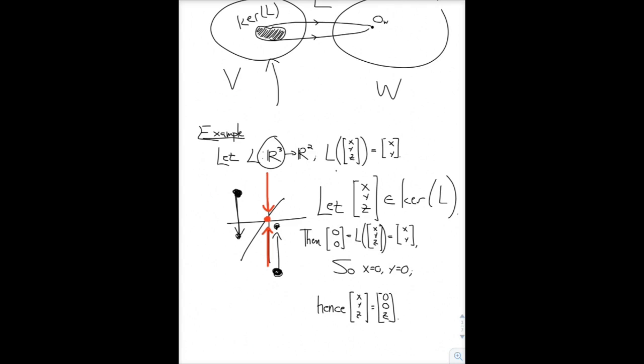Then equating this vector and this vector, we see that the x-coordinate must be 0 and the y-coordinate must be 0. That's that condition. And therefore the vector up here, which we assumed was in the kernel, must be of the following form: (x, y, z) equals (0, 0, z). Well, that's precisely the z-axis. So it's true, the kernel of this map is just the z-axis in R3.